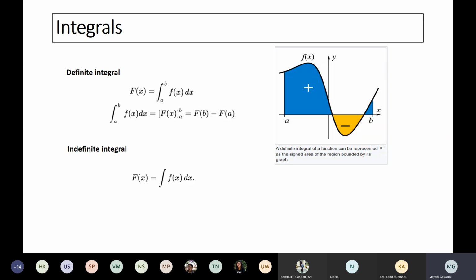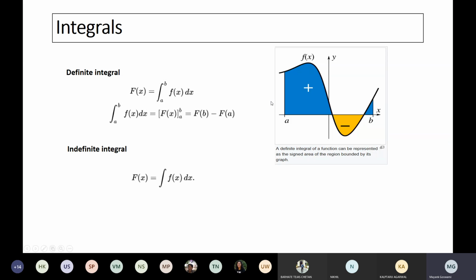Next, I will talk about the integrals. Integrals are mainly of two types: definite and indefinite integrals. Definite integrals are defined over a definite limit, like the integral from a to b of f(x) dx, which can be written as F(x) from a to b, equal to F(b) minus F(a).